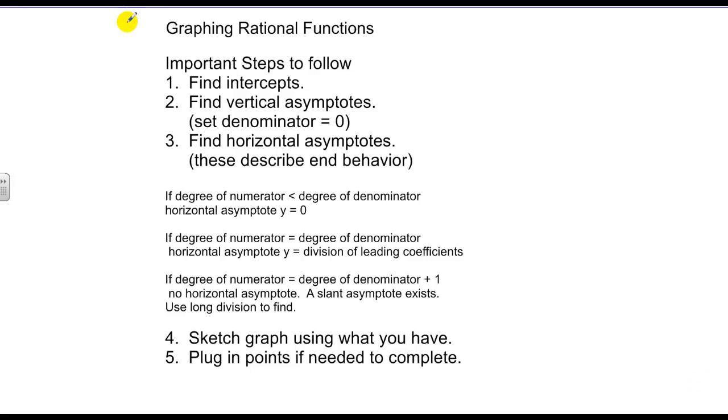One thing we want to do is make sure we find all the intercepts. Second thing we want to do is determine our vertical asymptotes, which we talked about the other day. You set your denominator equal to 0. Third thing, find your horizontal asymptotes, which we know describe our end behavior. We've got those 3 rules that we used the other day. We'll talk about the slant asymptote maybe today if we get into it. If not, we'll do it on Tuesday.